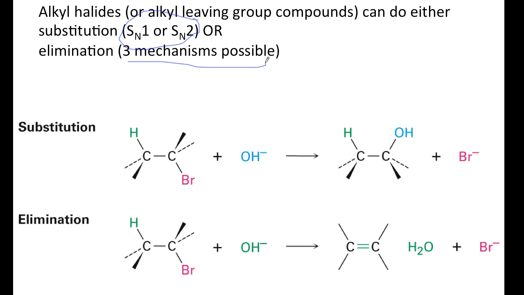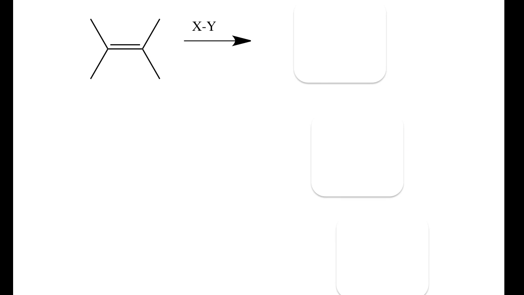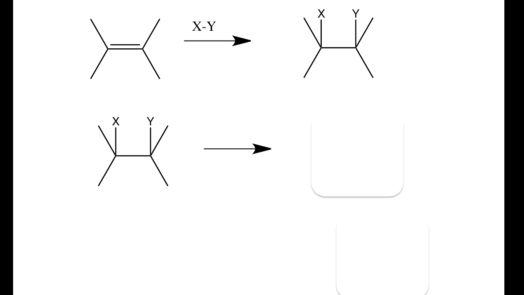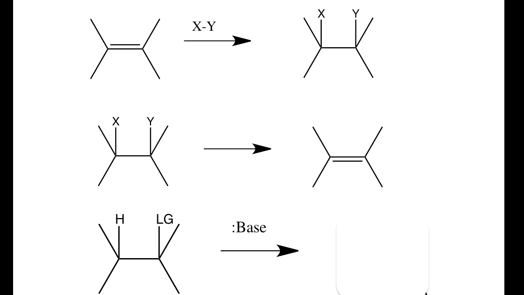three possible mechanisms. Now remember, in Chapter 8, we learned about addition reactions. That is, if you have an alkene and an appropriate XY, you'll make two new sigma bonds replacing the pi bond. We also, in that chapter, introduced the fact that if you lose X and Y from adjacent atoms, you can get an alkene. This is an example of an elimination reaction.